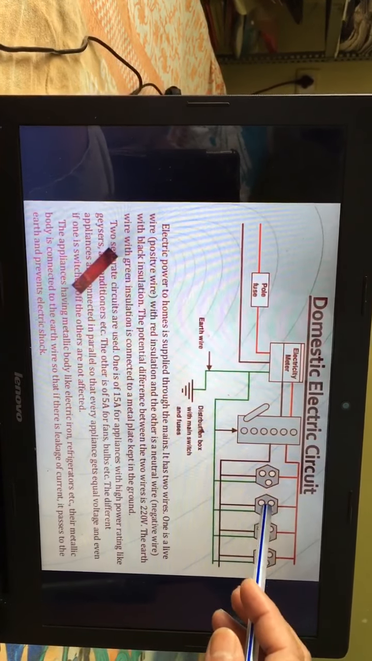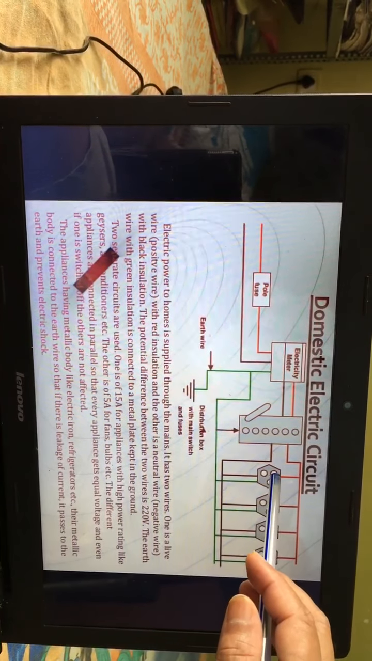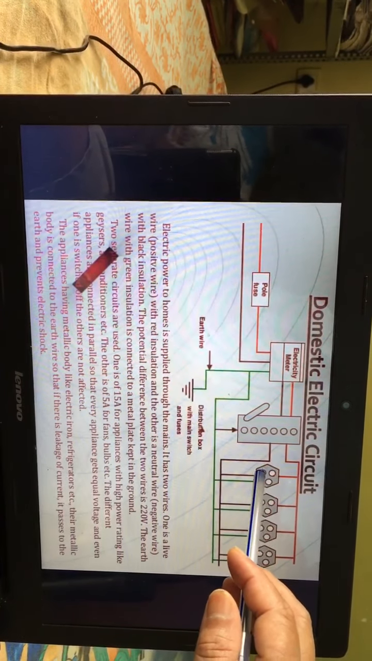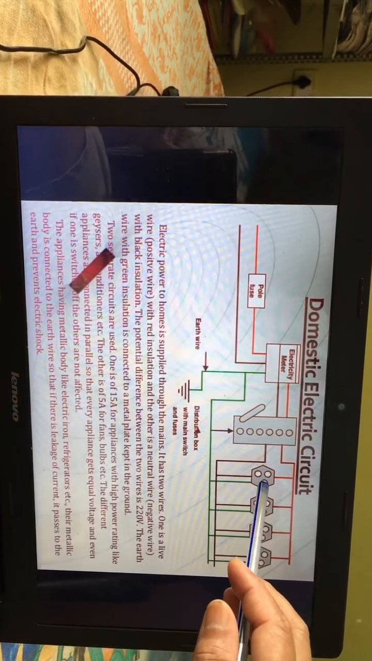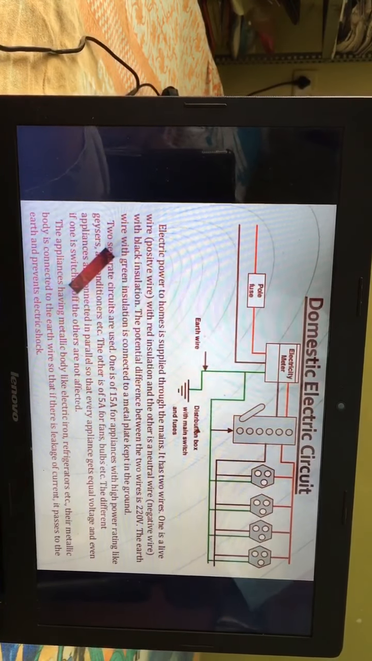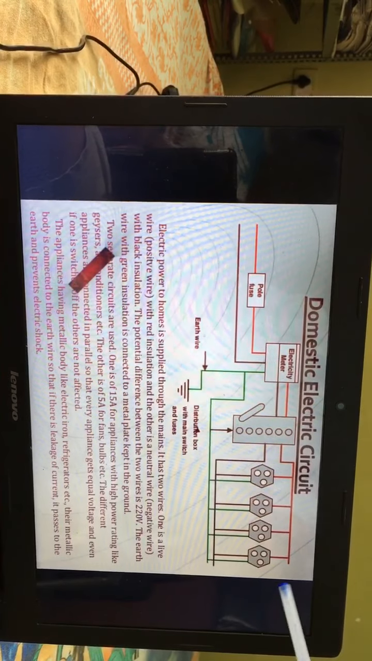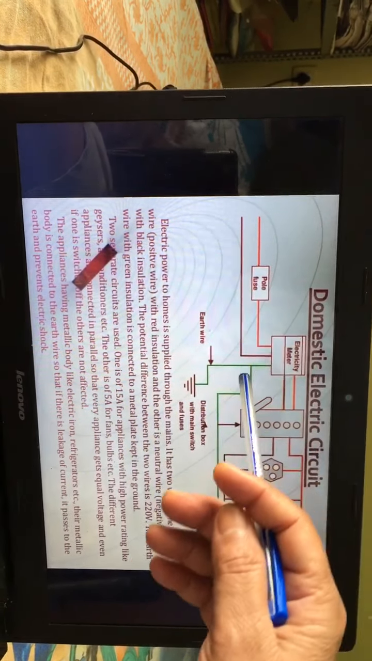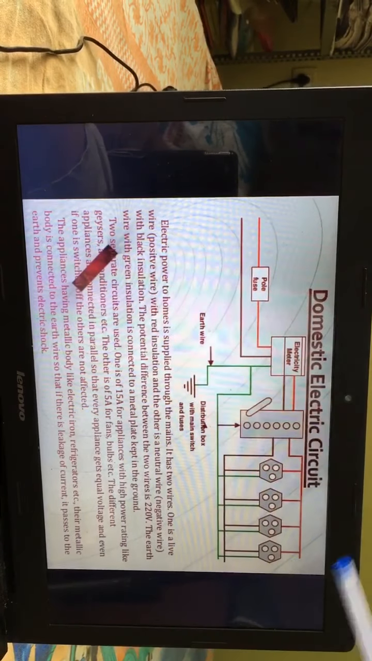Now there are so many sockets present in our houses. 3 pin plugs are there. Of these, one is for the live wire, the other is for the neutral wire, and this single line is for what is connected with the green colour, and it is for the earth wire. The earth wire is very important. So this is how electricity is connected in our homes. So you practice drawing it and learn it.